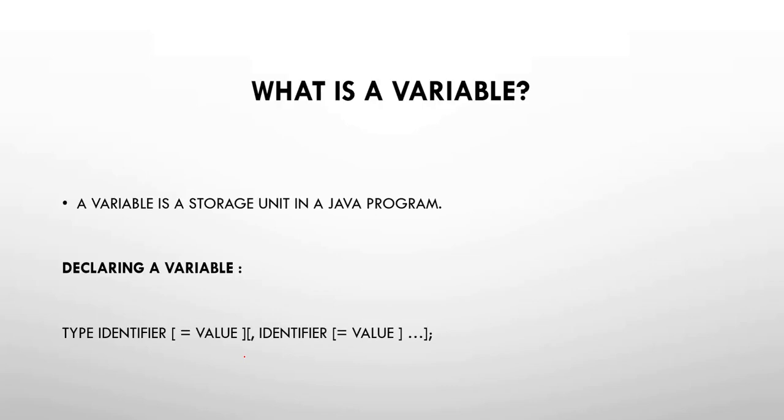So, what is a variable? A variable is a storage unit in a Java program. That means it is a container which can hold a value while a Java program is executed. So, how do we declare this variable? The syntax of how you declare a variable is: type of the value that a variable stores, identifier is the name of the variable, and value is the value which is assigned to the variable.